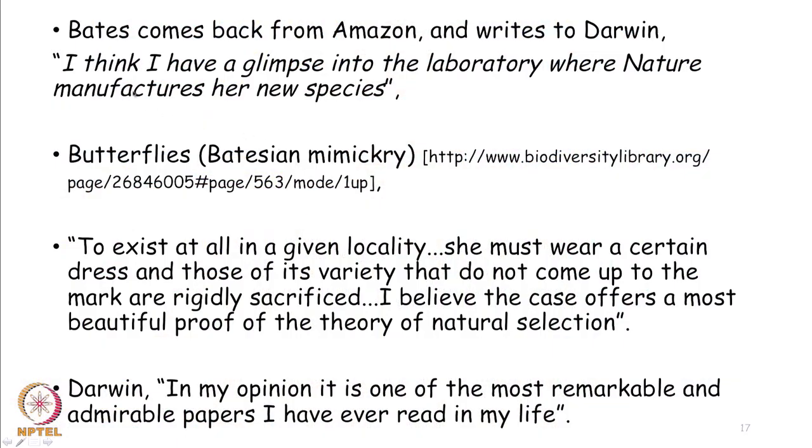In the meantime, Henry Bates, who had gone to the Amazon along with Alfred Wallace in 1848, comes back and writes to Darwin, "I think I have a glimpse into the laboratory where nature manufactures her new species." So what he is suggesting to Darwin is that he has an example where your theory of natural selection, or the survival of the fittest, can be seen to work. Darwin is thrilled at the news because he is being attacked, and what he really needs is an example of where this theory is seen playing itself out in nature.